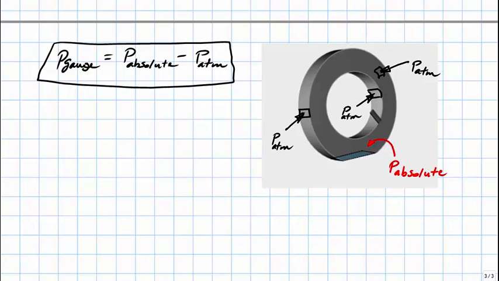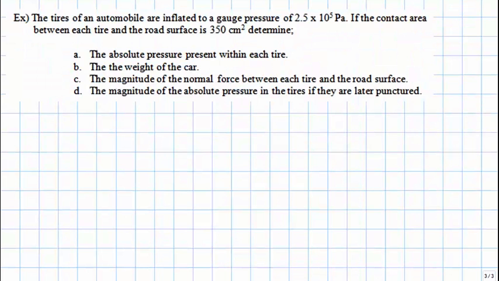We will now apply these principles within the following application. In this example, the tires of an automobile are inflated to a gauge pressure of 2.5 times 10 to the 5th pascals. If the contact area between each tire and the road surface is 350 square centimeters, in part A, we would like to determine the absolute pressure present within each tire.